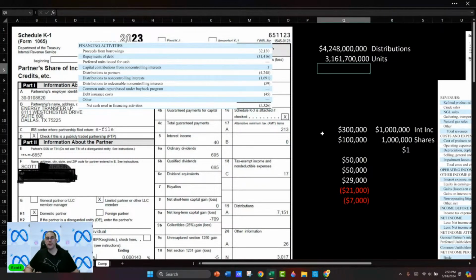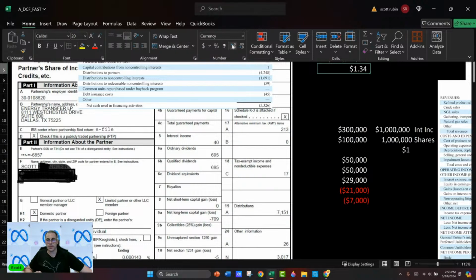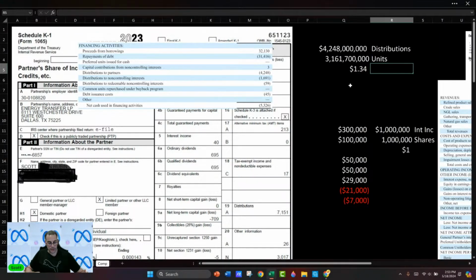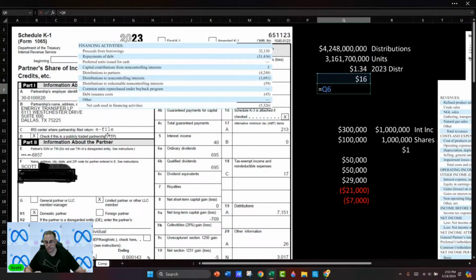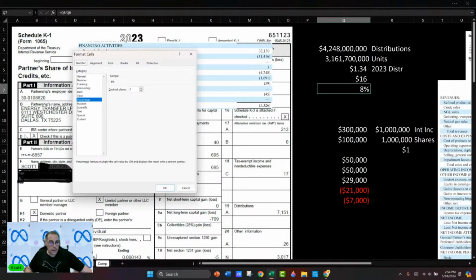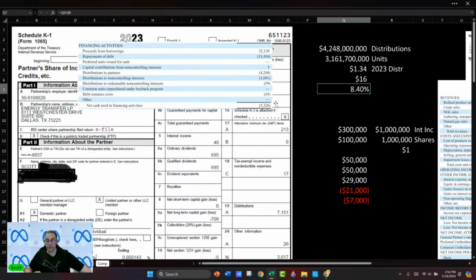Okay. This is interesting. I hope anybody finds this interesting besides me. So each unit holder, okay. So if you own 1 share of ET, you receive $1.34 for the whole year in dividends, which makes sense because their stock price is 16. That's about an 8%. That's a big yield, right? 8.4%. I'll be right back in 2 minutes.